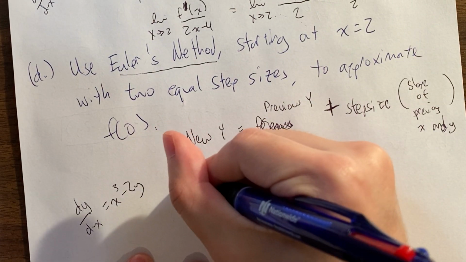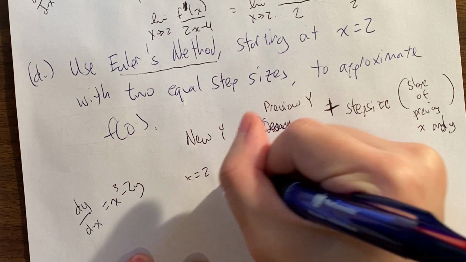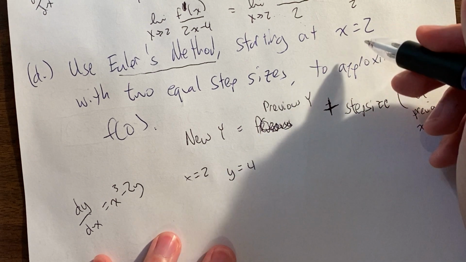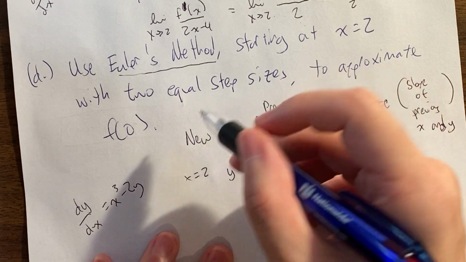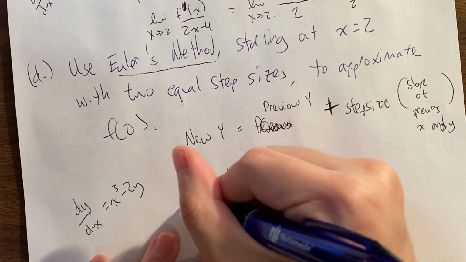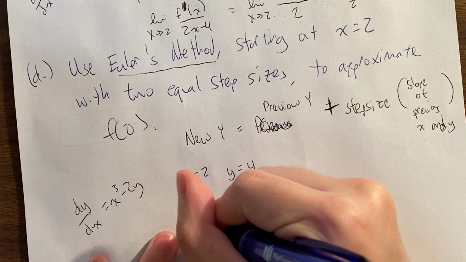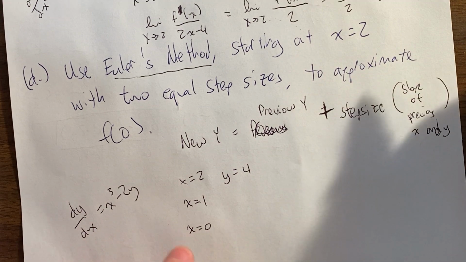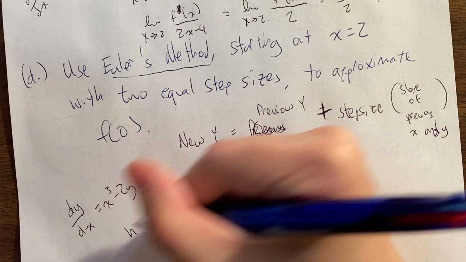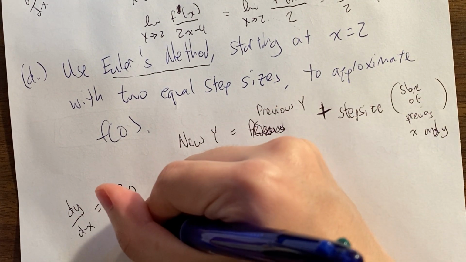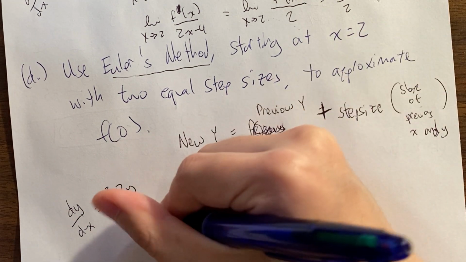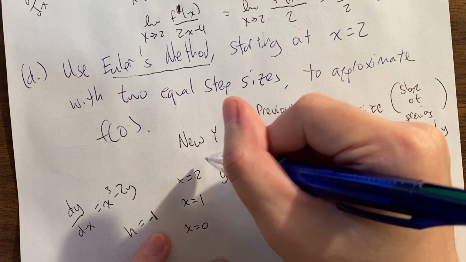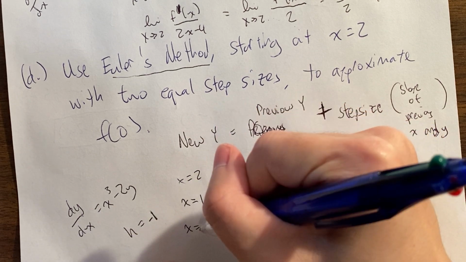So I like to write out x is equal to 2 and y is equal to 4. This was the original point. That's where I'm starting. And then I'm going to do 2 step sizes. So it looks like I'm going to have to go to 1, and then I'm going to have to go to 0. So this will be my first step and then second step. The step size is usually written as an h. Keep in mind that it's not just 1, it's -1. So that's one small thing because we're going backwards. We're starting with x equals 2, going backwards to 0.